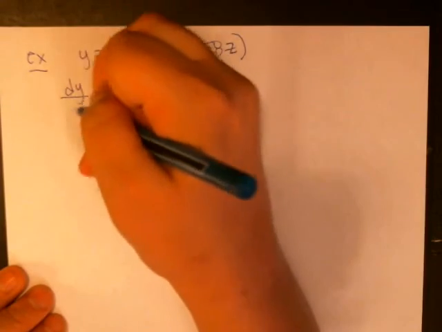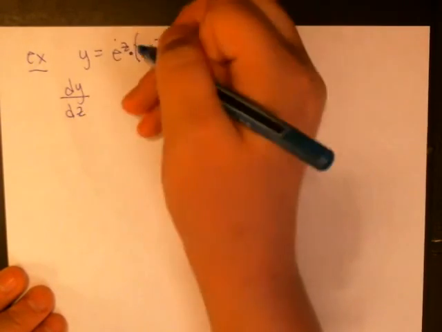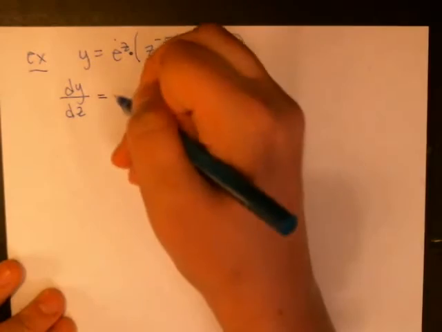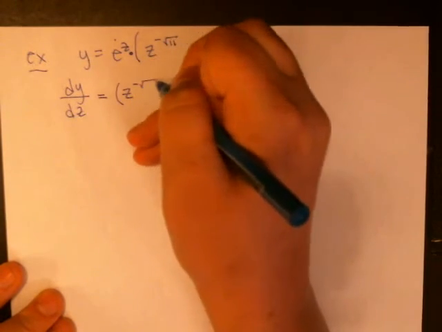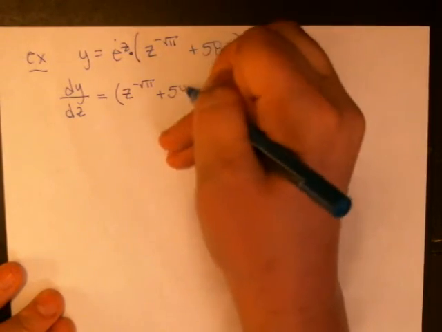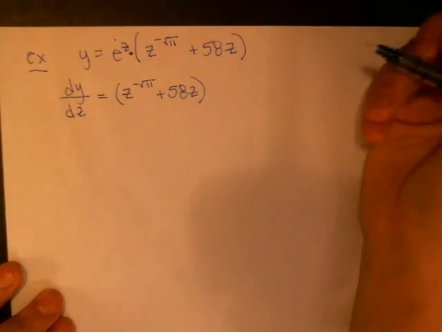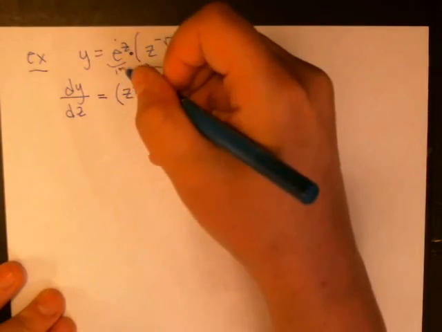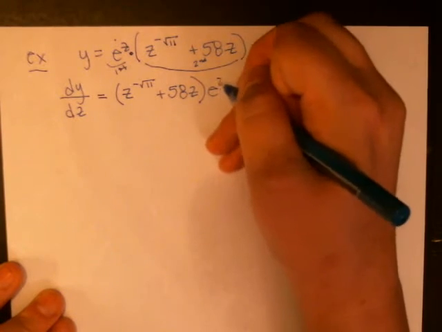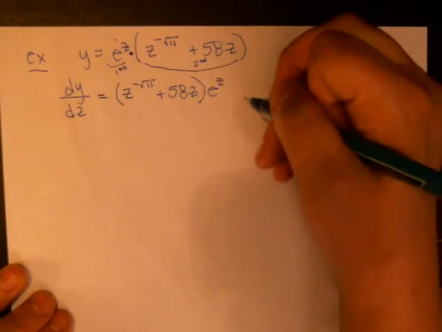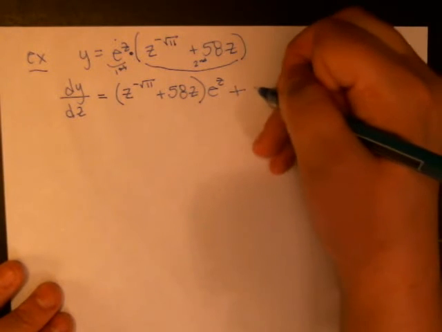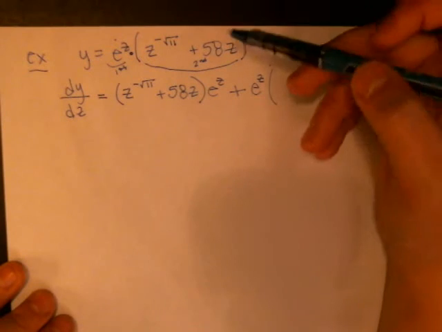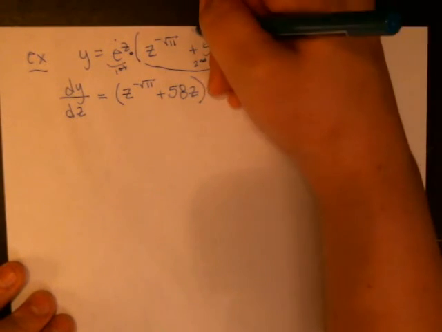So I'm going to go dy dz, derivative of function y with respect to variable z. And I want the second exactly as it appeared, multiplied by the derivative of the first. So this is my second, and this is my first. The derivative of the first is a nice, easy one. e to the z is its own derivative. And then we get a plus the first, and then we want to multiply that by the derivative of the second.